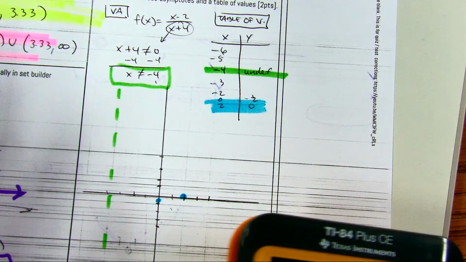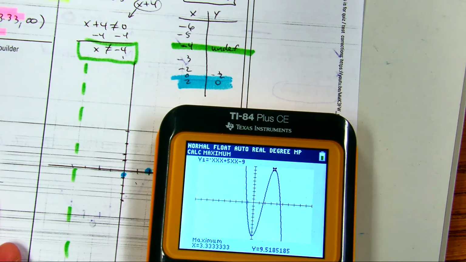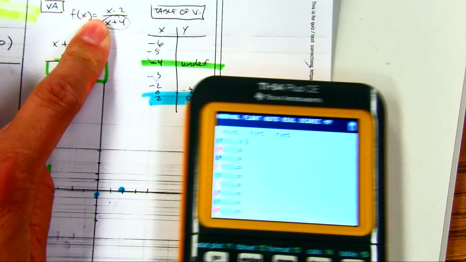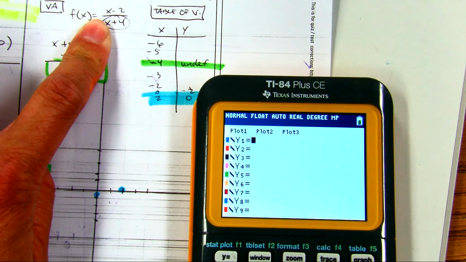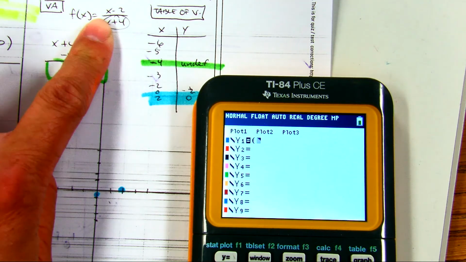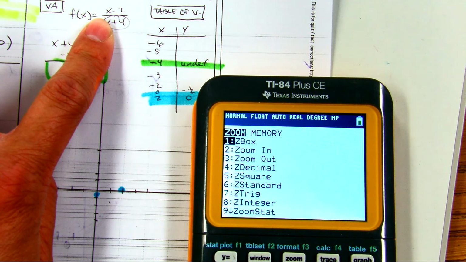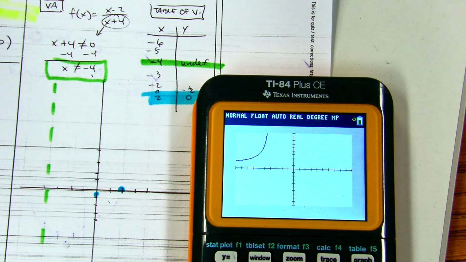So let's go ahead and put this in your calculator. Clear out your y equals. A common mistake that I've seen students make in graphing rational functions into their calculator is not using parentheses. So use parentheses: x minus 2 divided by x plus 4. Zoom 6. That's what our graph's going to look like.